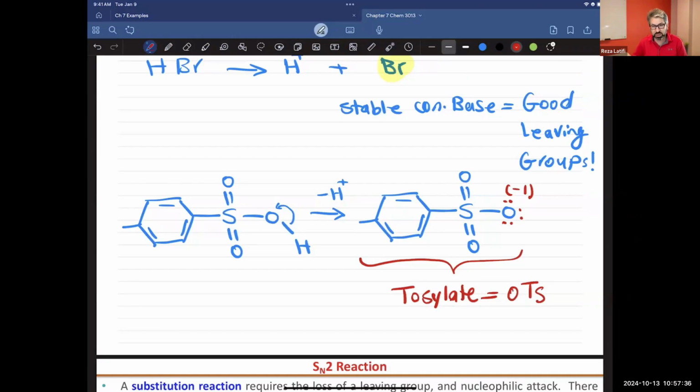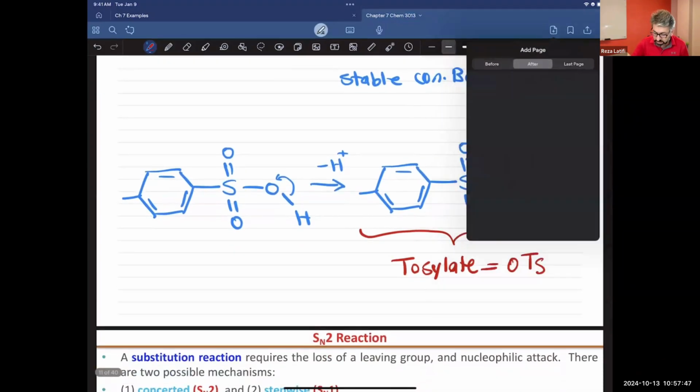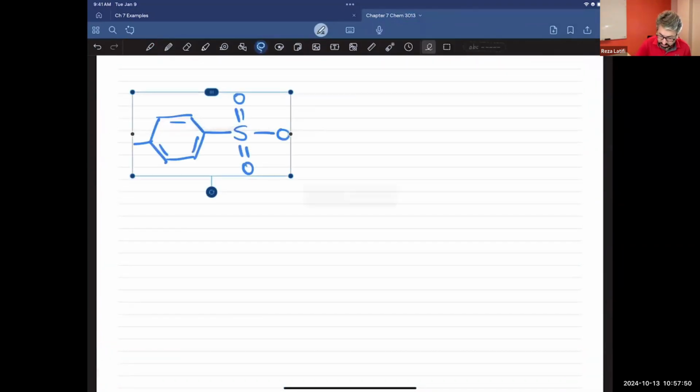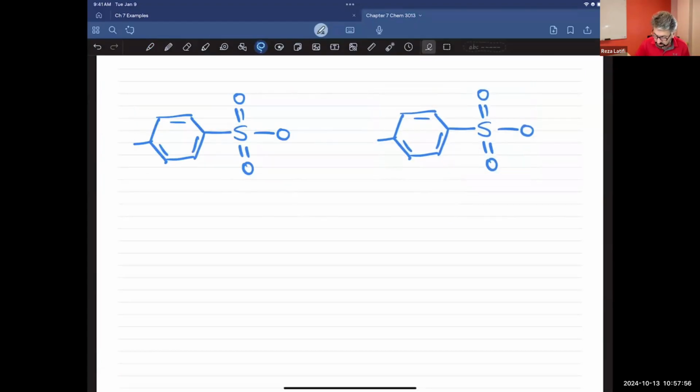Because the negative charge on oxygen can be shared. Let's call these oxygens 1, 2, and 3. It can be shared with oxygen number 2 or number 3. And so technically you can get such resonance structures. Let me copy paste them. So I have one resonance structure, that's -1.